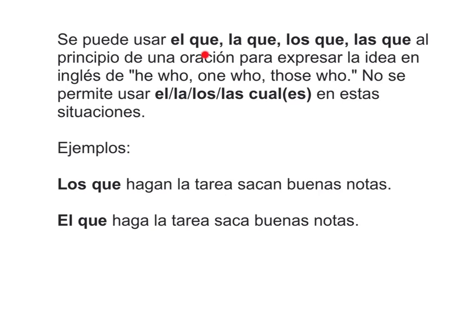Se puede usar el que, la que, los que, las que al principio de una oración para expresar la idea en inglés de he who, one who, or those who. So the idea of he who, one who, or those who. No se permite usar el, la, los, las cual o cuales en estas situaciones. So the rule is that you can never use the cual form, so el, la, los, o las cual o cuales, to begin a sentence. If you begin the sentence, you must use el que or la que.